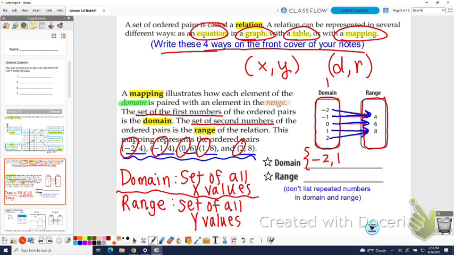And you can also see them down here in the map. -2, -1, 0, 1, and 2, separated with commas, surrounded by curly braces.